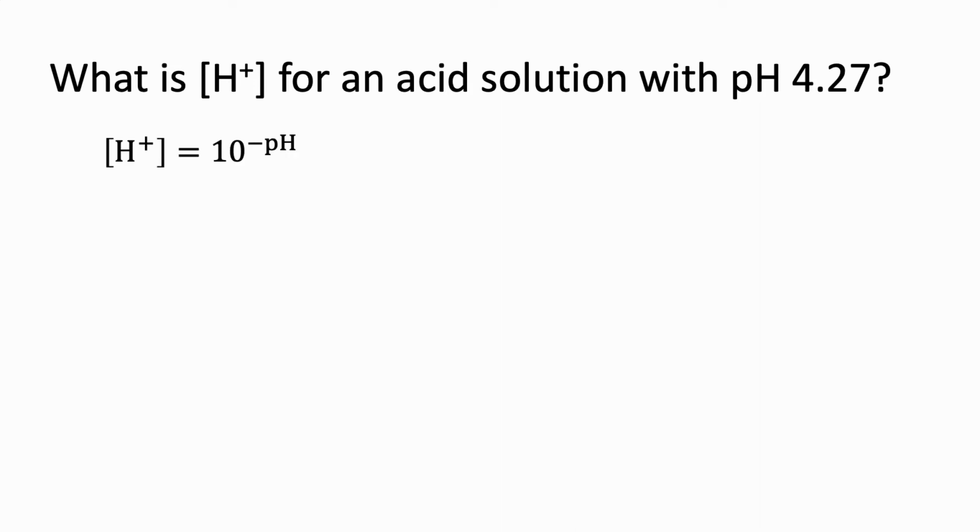So what's the H plus concentration for an acid solution that has a pH of 4.27? Well, let's take our equation, let's plug in 4.27 for the pH, and we get 5.4 times 10 to the minus 5th. Now, if you're not sure whether the answer is correct and you'd like to check it, just know that 10 to the minus 4.27 is between 10 to the minus 4th and 10 to the minus 5th. So is this between 1 times 10 to the minus 5th and 10 to the minus 4th?